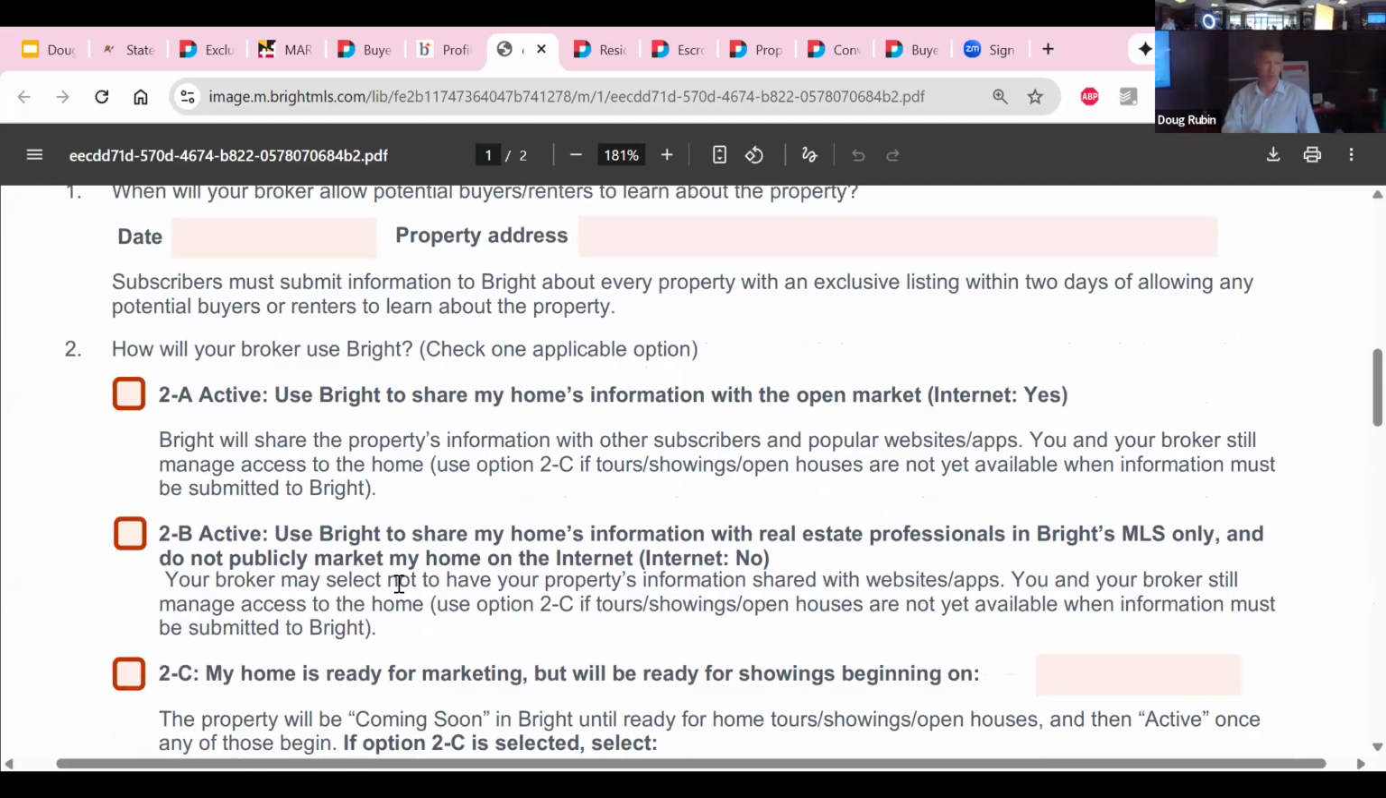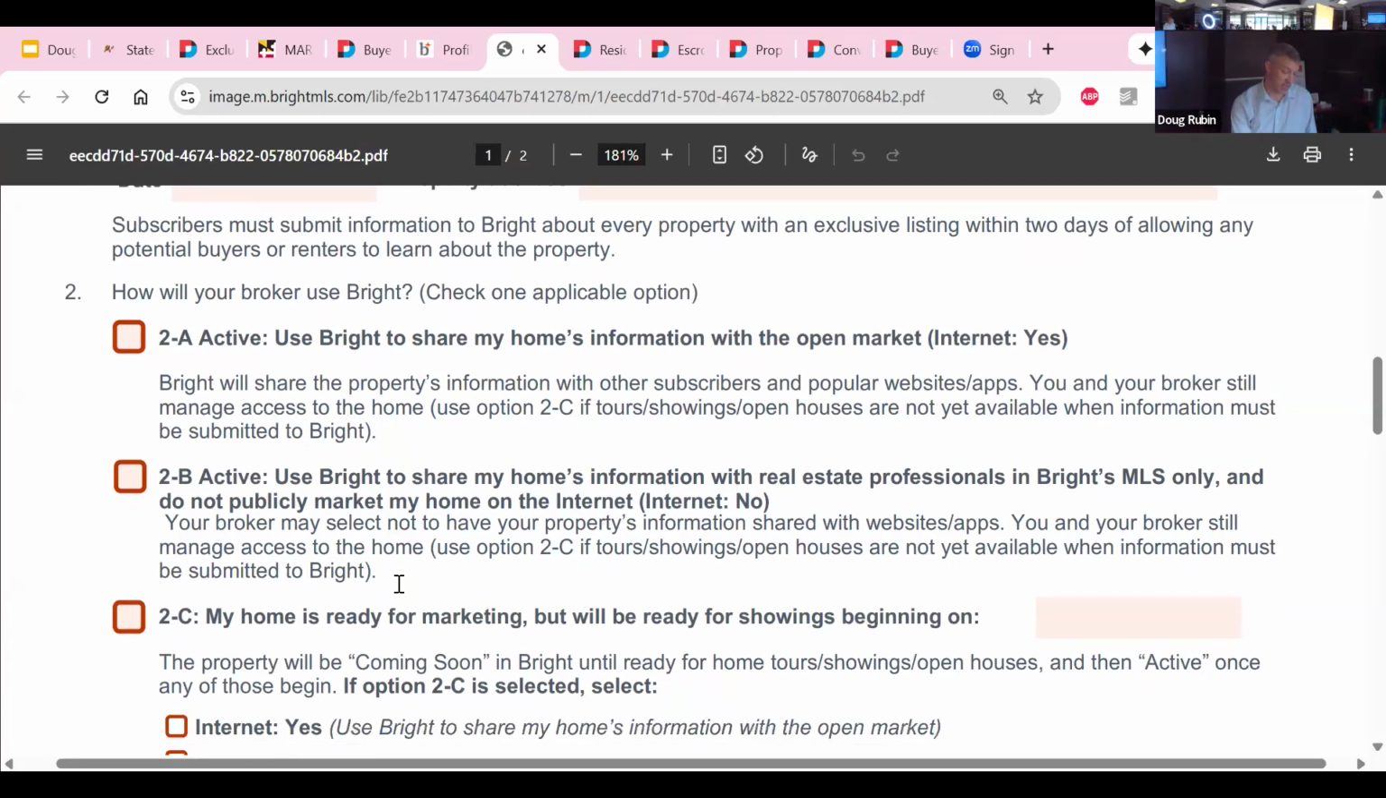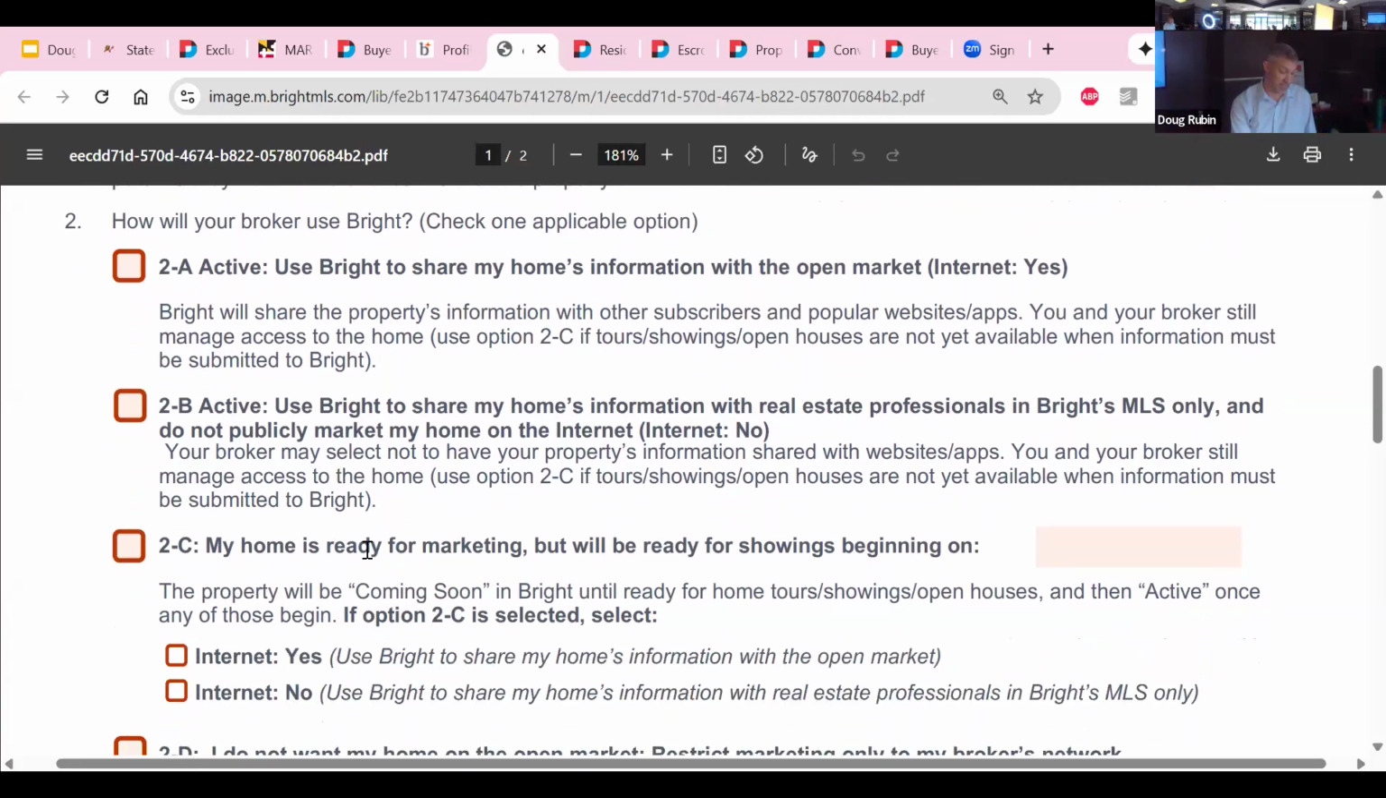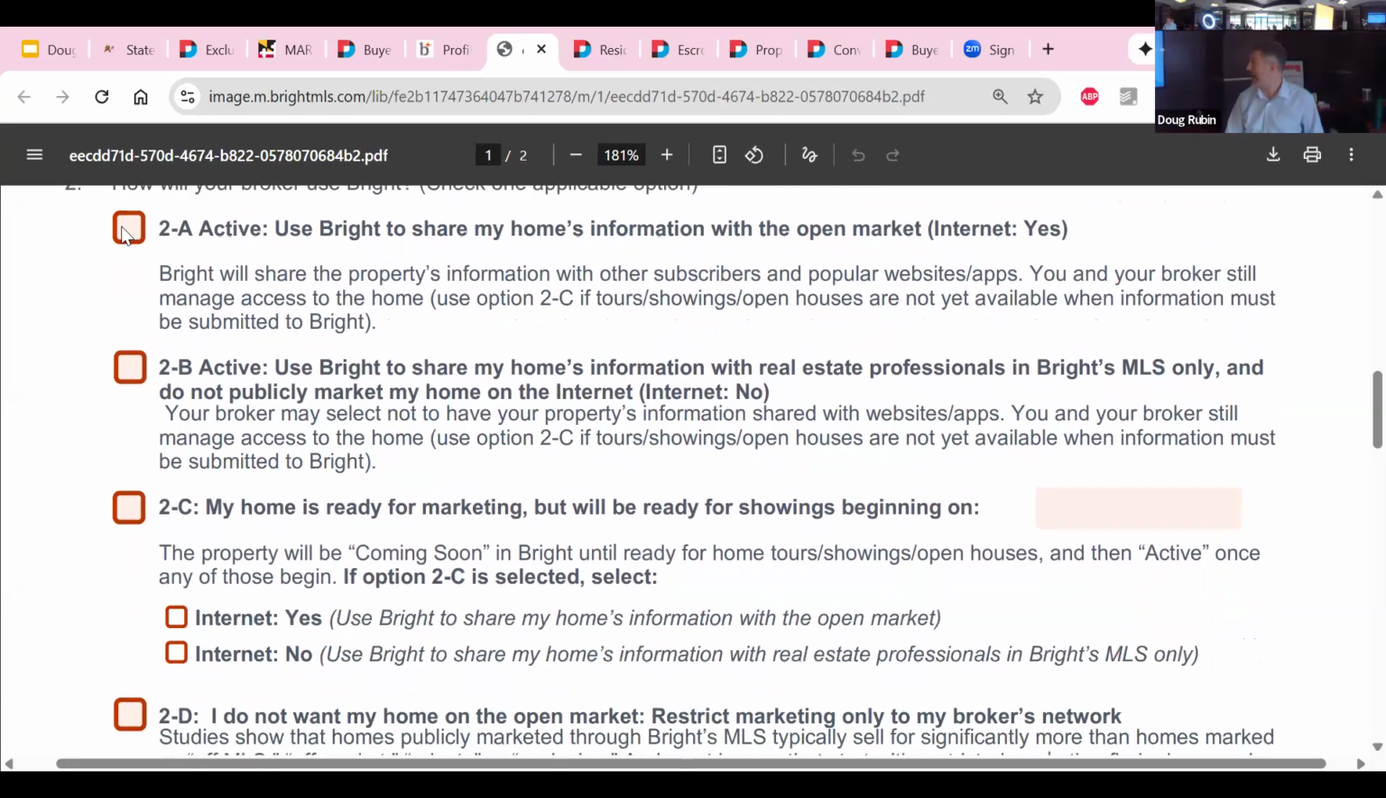This will mostly mimic what you already discussed in your listing agreement, where they check and say, I consent to go on Zillow, all that fun stuff. This will just match what's on your listing agreement, essentially. In most instances, you are checking box 2A.